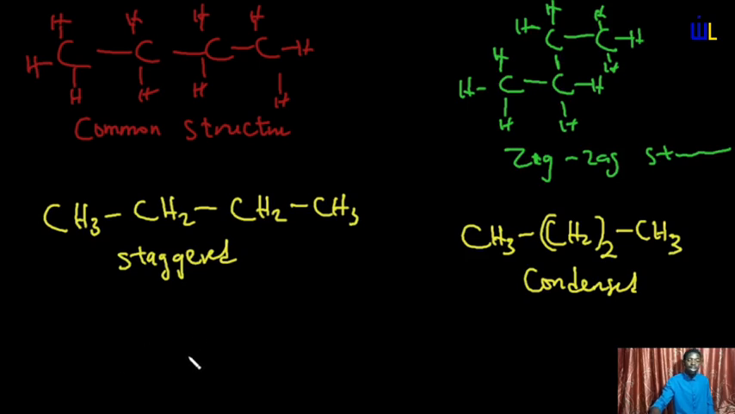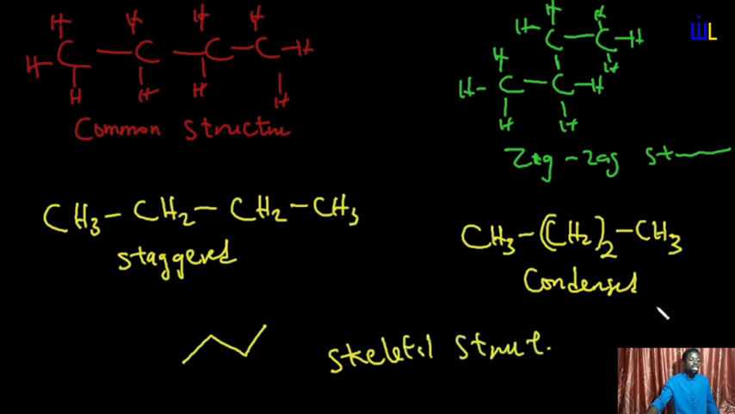Then finally, we have our skeletal structure. Skeletal structure, every end and every junction represents a particular carbon atom. So you have this. So that means 1, 2, 3, 4. We have this as our skeletal structure. So all these things represented here are talking about one element, and that element is butane. So if you look at it, this is 4 carbon atoms, still 4 carbon atoms, still 4 carbon atoms, and still 4 carbon atoms. So that's that on the different structures.